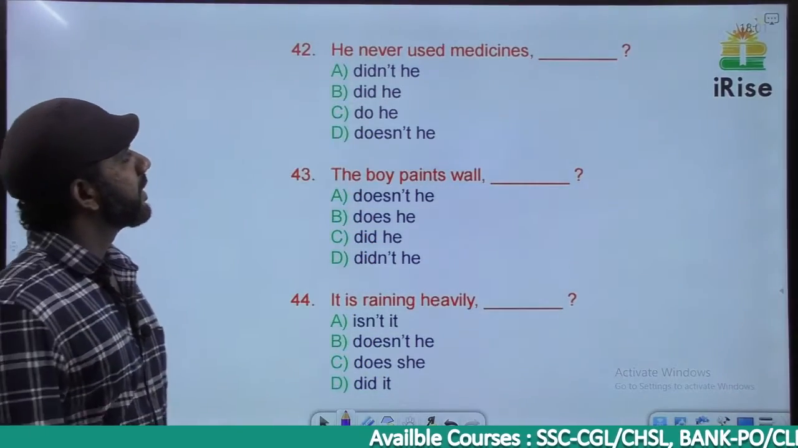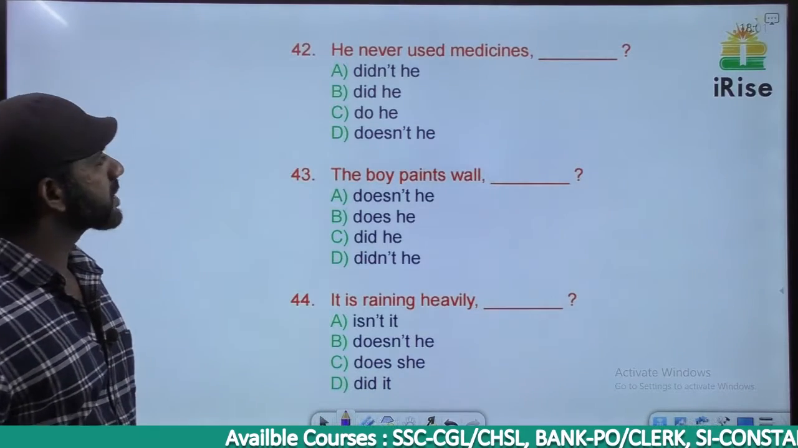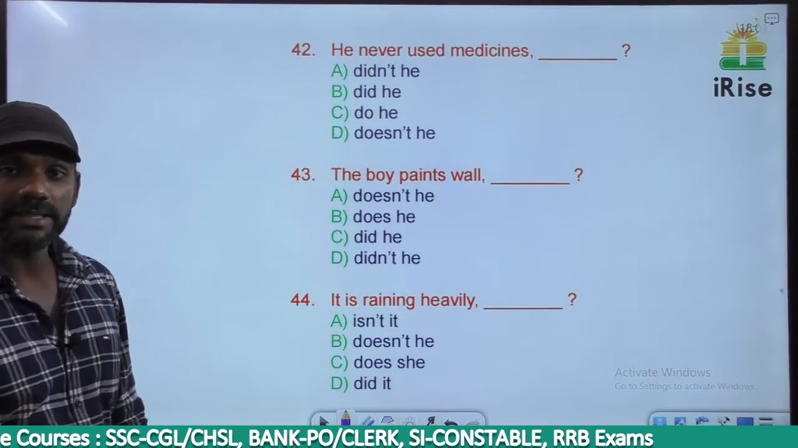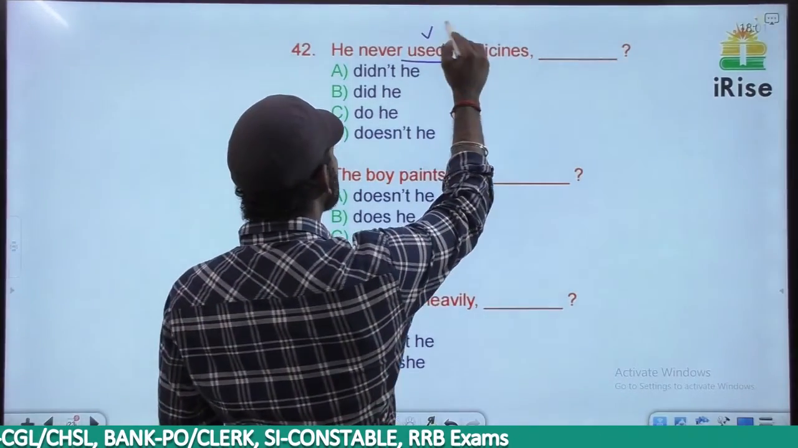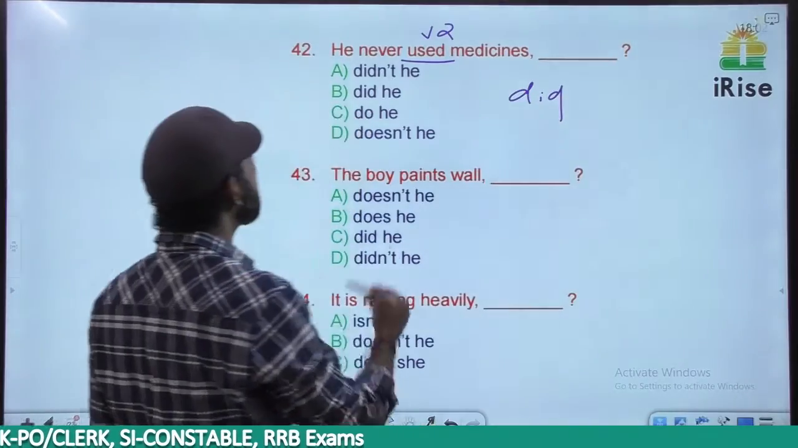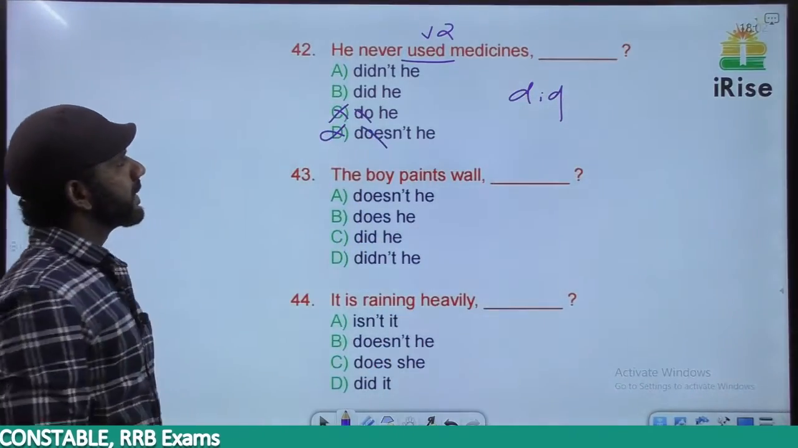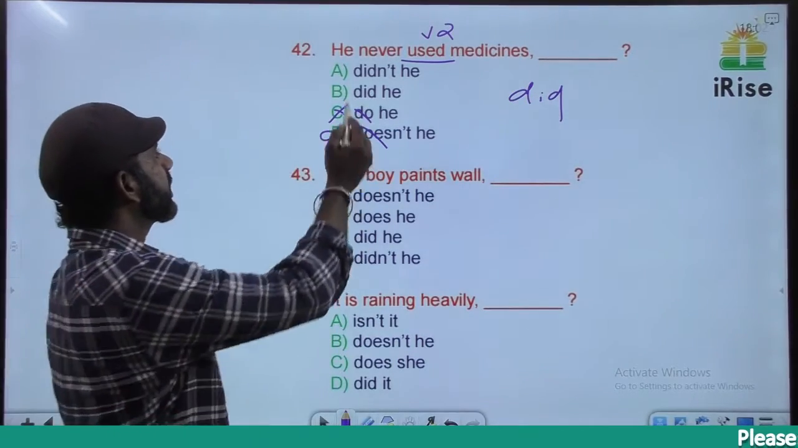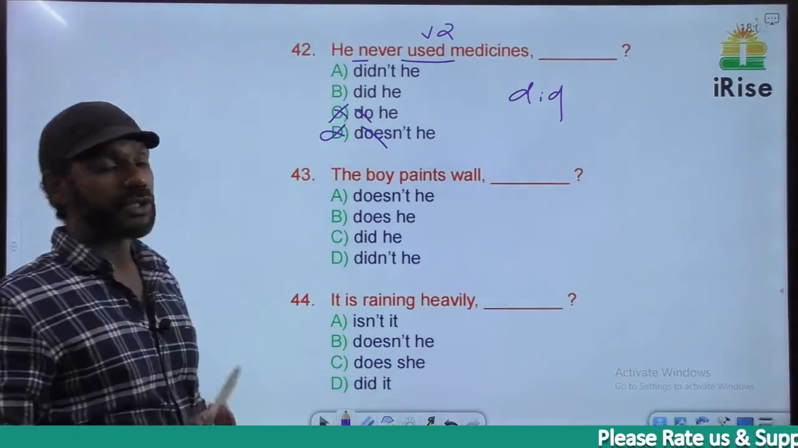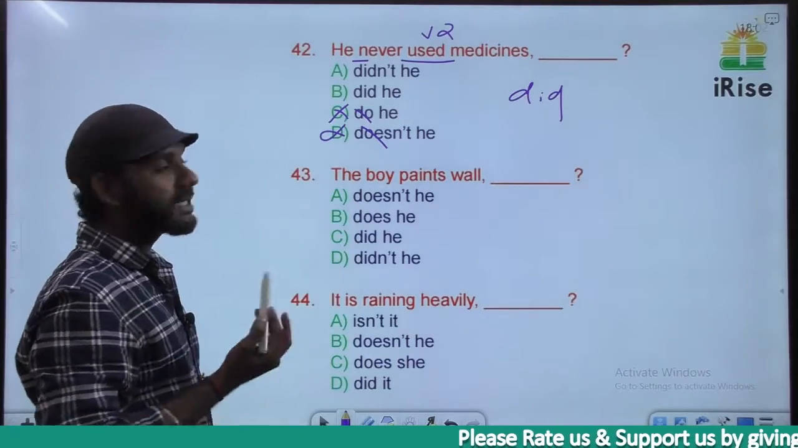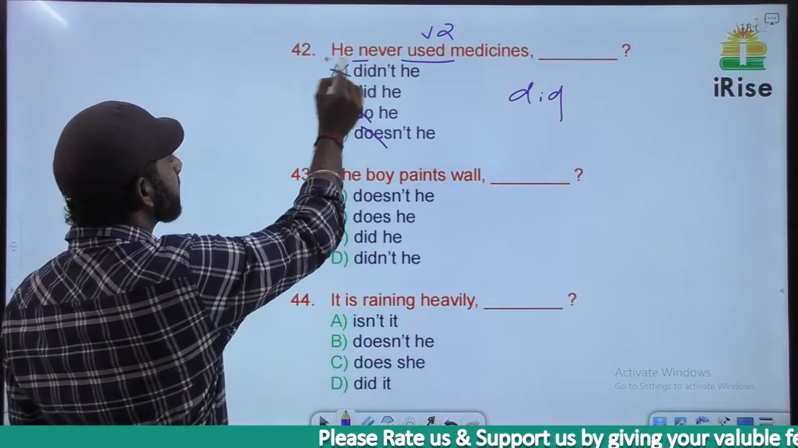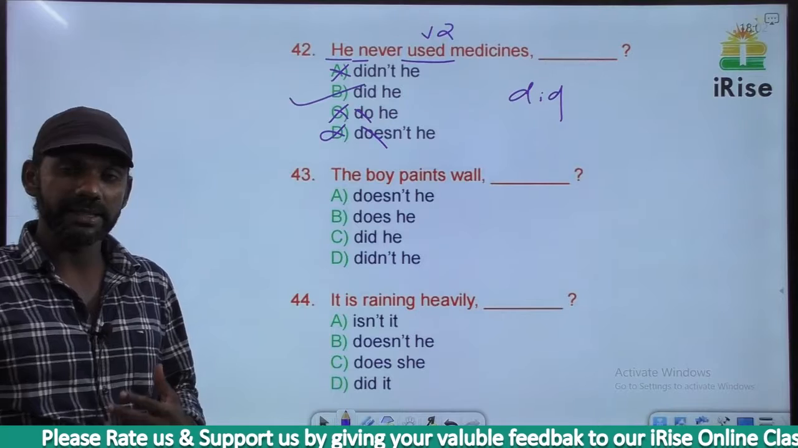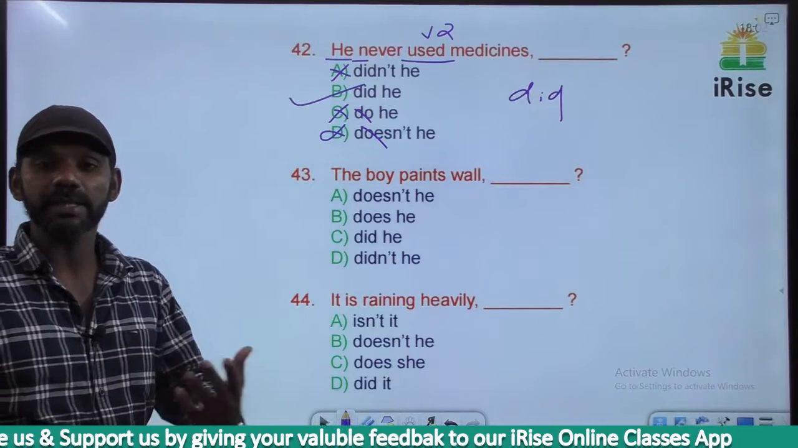The next one. He never used medicines. Any auxiliary verb? No auxiliary verb. The verb in this sentence is used. Used is V2, simple past. So we have to go for did. C and D are gone. Do we have an N word in the sentence? Yes, never is an N word. So we have an N word in the sentence. In the tag there should not be an N word. So did remains as did itself. A is gone. The subject is he. So did he. He never used medicines. Did he? That means did he use medicines?